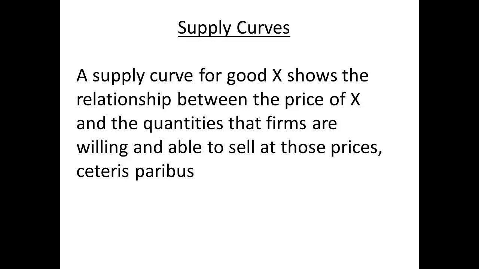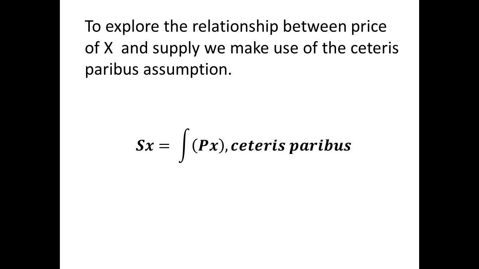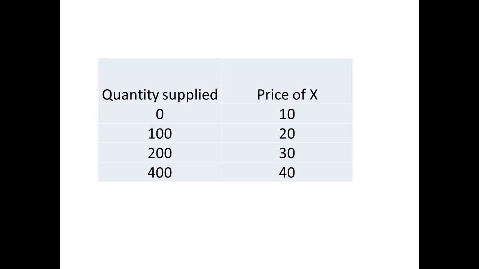Just as we plotted curves for demand, we can now do the same for supply, making use of our old friend ceteris paribus, meaning all other things are equal, or assuming all other factors stay the same. The supply curve for good X shows the relationship between the price of X and the quantities that firms are willing and able to sell at those prices. Now let us explore the relationship between the supply of X and the price of X. The table illustrates the quantity of X that will be supplied and the price that such a quantity will be supplied at.